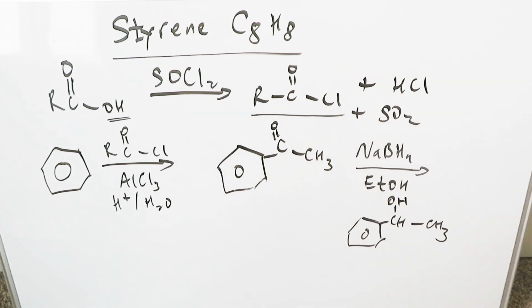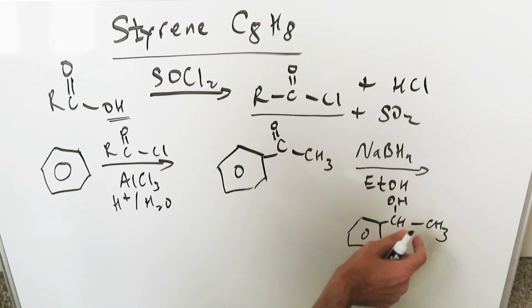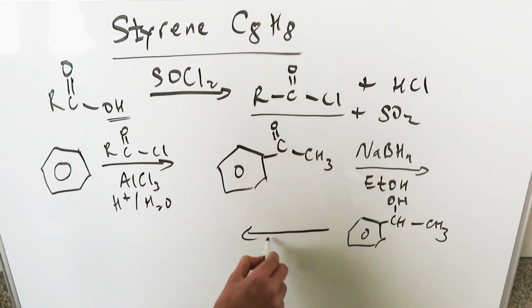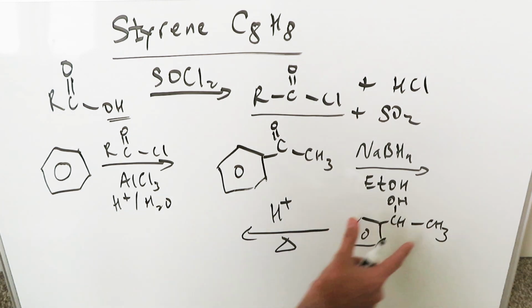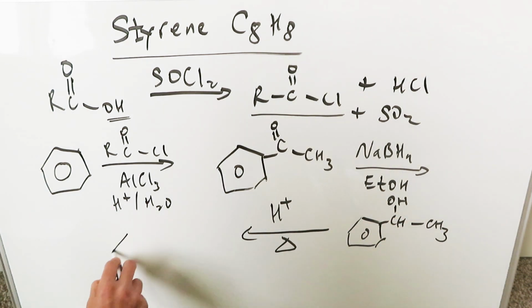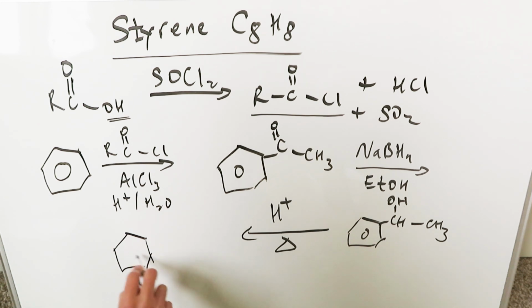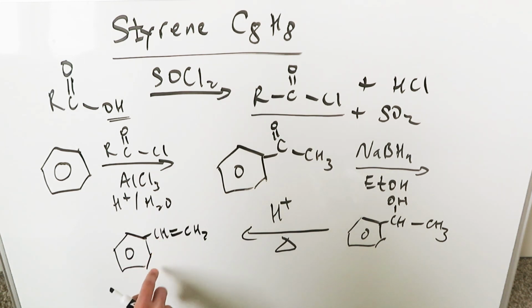Now we have our alcohol. All we have to do is eliminate, meaning we have to dehydrate this alcohol and generate our end result. How will we dehydrate it? In the presence of an acid and heat. You will protonate this OH to become a water, it'll drive off, and then we'll get our end result here, styrene. And it'll be CH double bond CH2, and here is our end result.